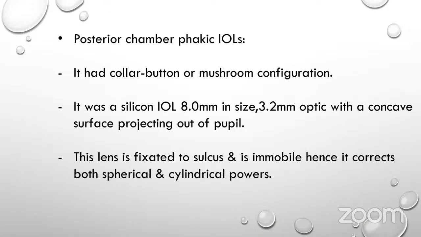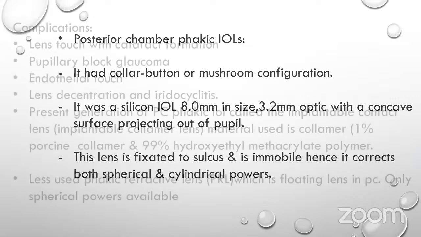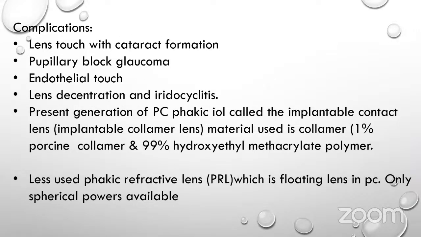Posterior chamber phakic IOLs had a collar button, mushroom configuration. It was a silicone IOL, 8 mm in size, with a 3.2 mm optic with a concave surface projecting out of the pupil. This lens is fixated to the sulcus and is mobile. Hence, it corrects spherical and cylindrical powers. Complications: there are a few complications like lens touch with cataract formation, pupillary block glaucoma, endothelial touch, lens decentration, and iridocyclitis.